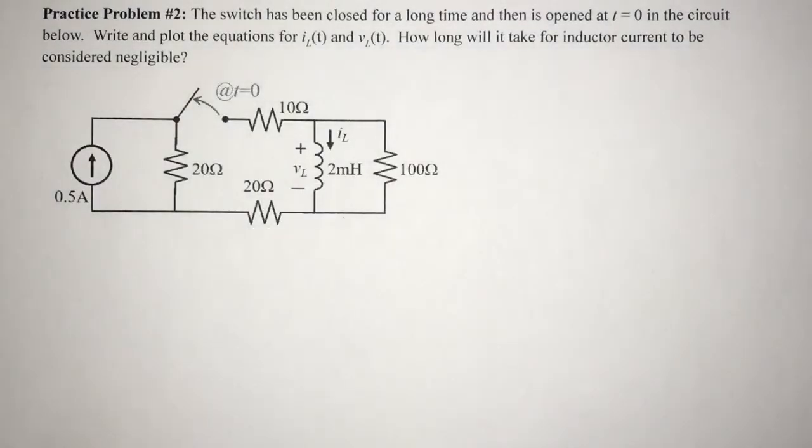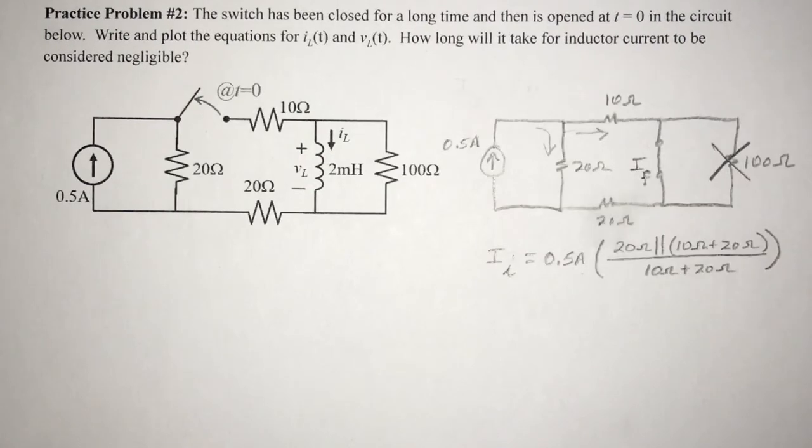In practice problem number 2, the switch has been closed for a long time and then opened at t equals 0. We need to write and plot the equations for the inductor voltage and current as a function of time, and then tell how long it will take for the inductor current to be considered negligible.